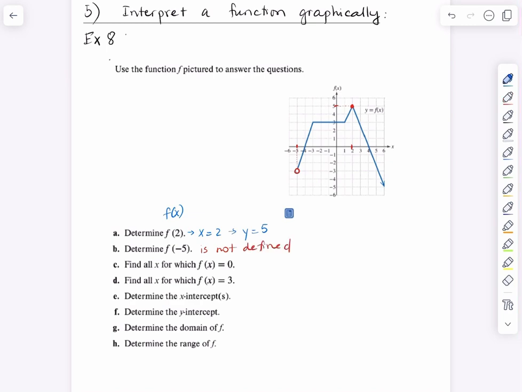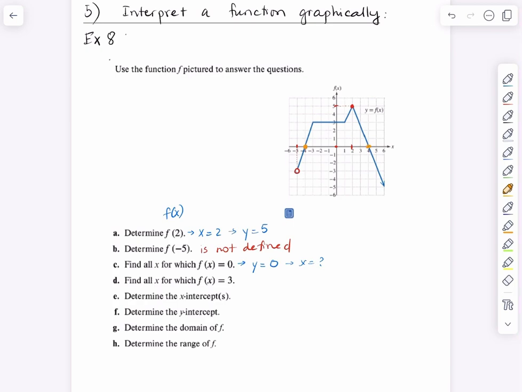Part C, find all x for which f of x is 0. Now the roles reversed. So this time, given y is 0, remember f of x is the same as y, they're asking you to find x. So y is equal to 0. Here is 0, but y is equal to 0. That would be any point on the x-axis, but we need the points that are actually on the graph. So that's going to be this point and this point.